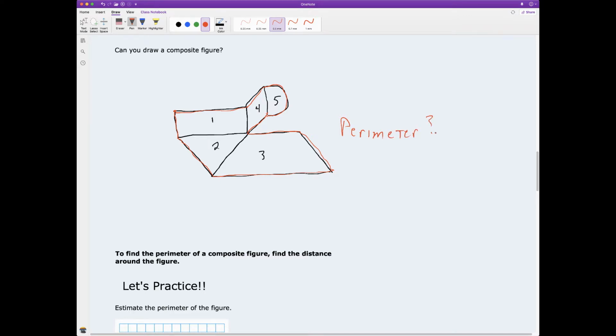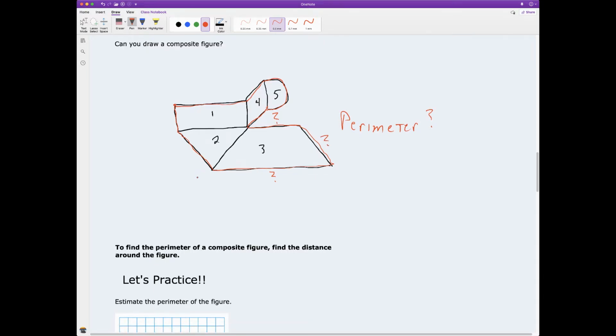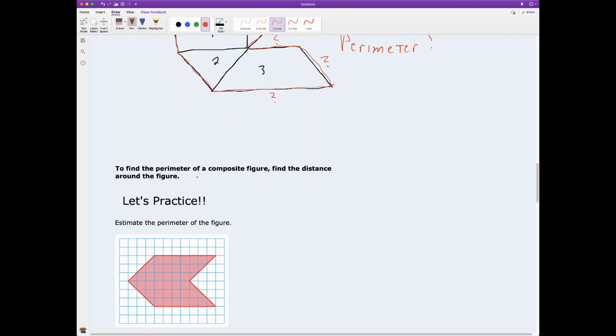Well, I would need to know some information, like how long is this side? How long is this side? How long is this side? How long is this side? And so on around the figure. And I would just add those together. Okay, that's one way we can do this. Let's look at some examples.